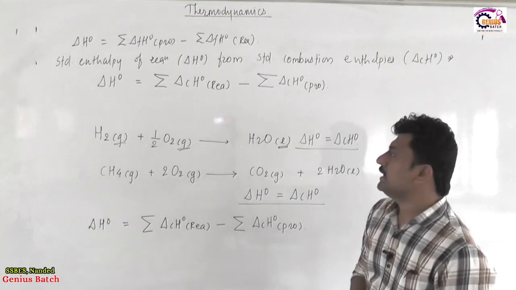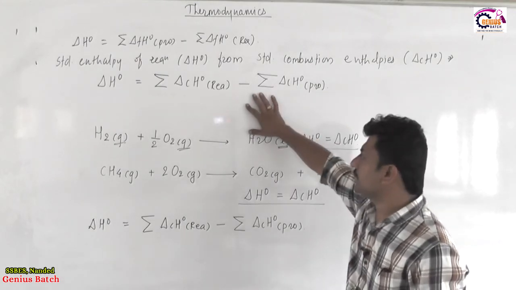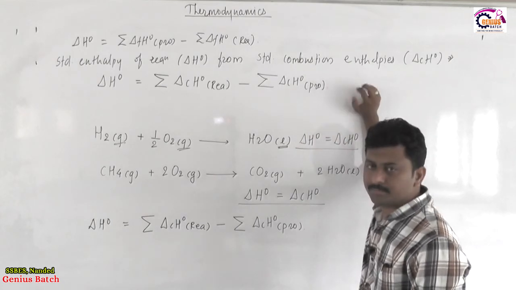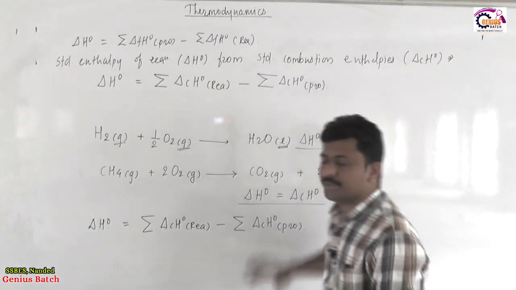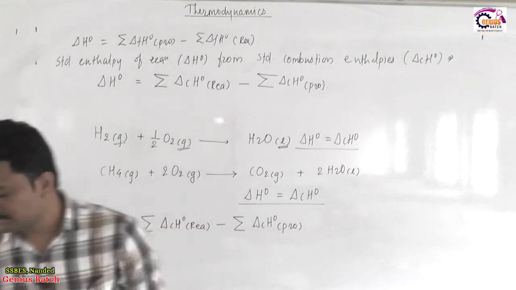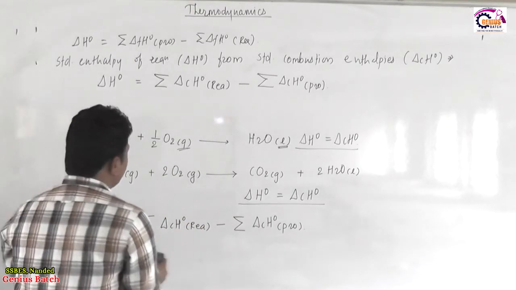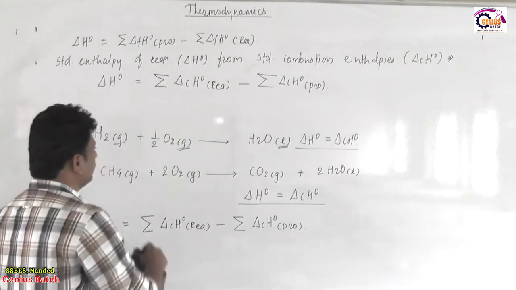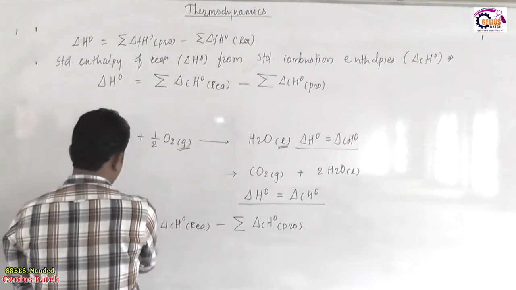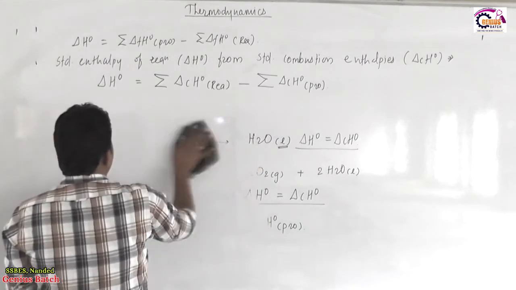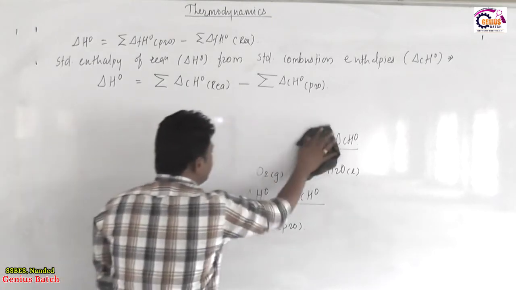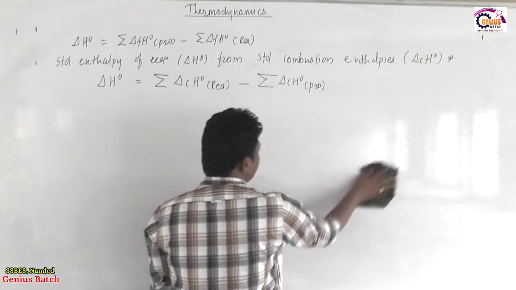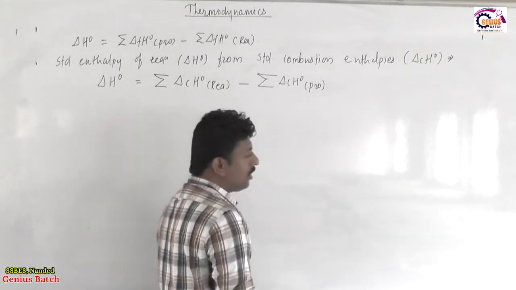Clear? Delta CH0 for a reactant minus delta CH0 for a product. Okay, this will be our equation. Now, we will see how to use it with a representative example. Now, suppose the question is determine enthalpy change for formation reaction of ethane.